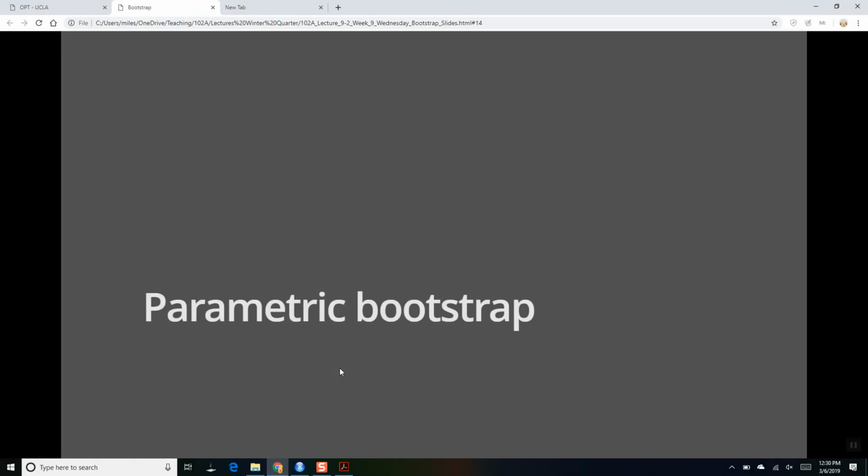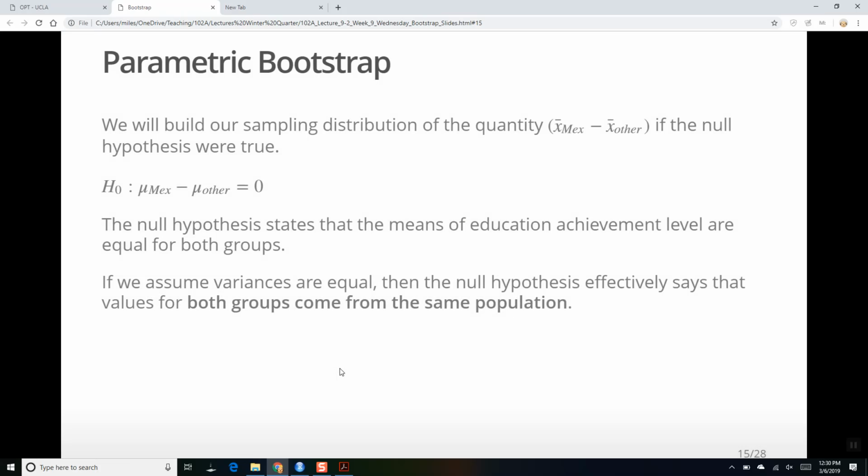All right, so now we'll talk about the parametric bootstrap and how we would do the same kind of test under the parametric bootstrap, okay? So what we want to do is create a sampling distribution of this quantity, the sample mean of Mexican immigrants' educational achievement level versus the sample mean of other Latin American countries. And again, our null hypothesis is that that difference is 0, okay?